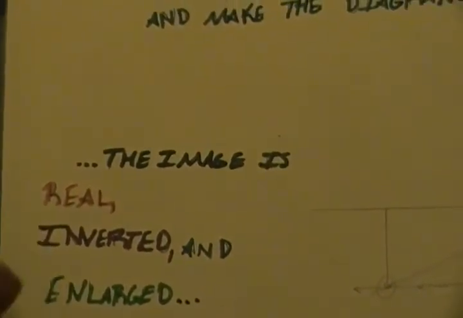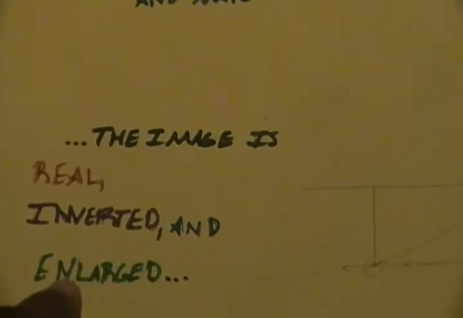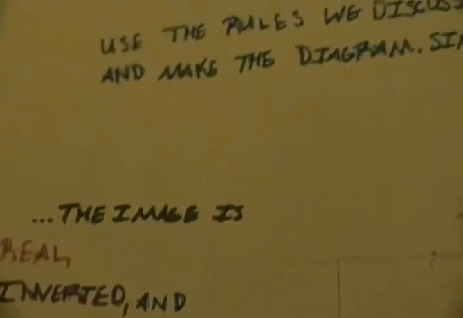So this is what we got. We got a real, inverted, and enlarged image. Don't forget, real means it's in front of the lens. Inverted means that it's upside down, and enlarged means that the image was bigger than the object.